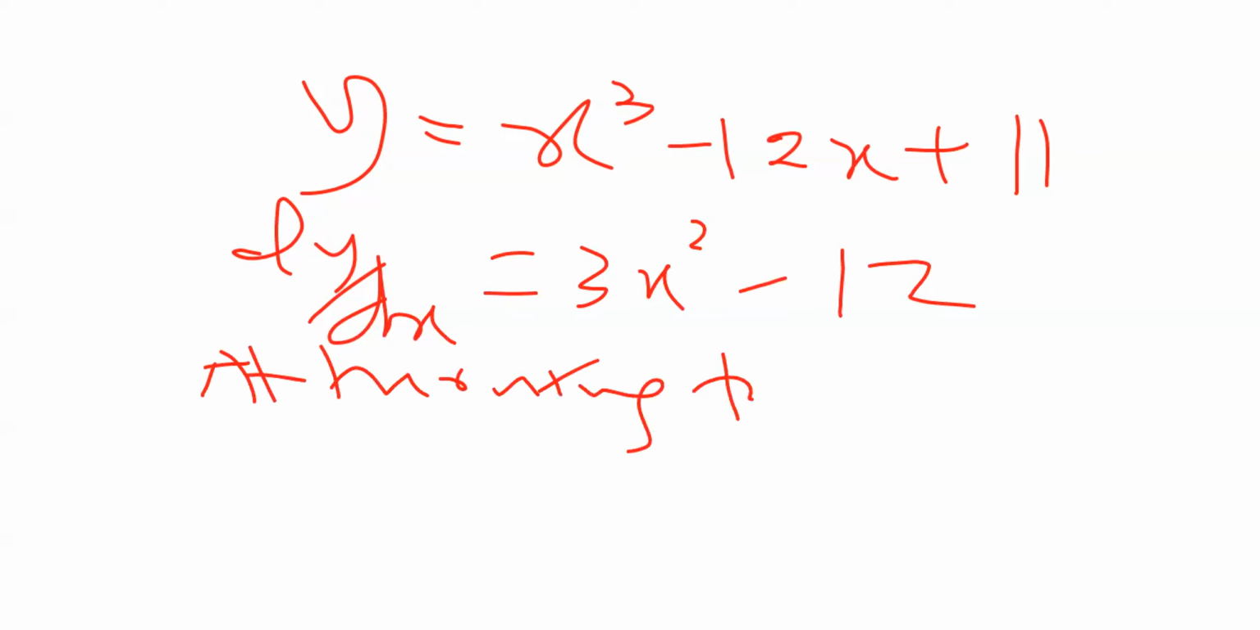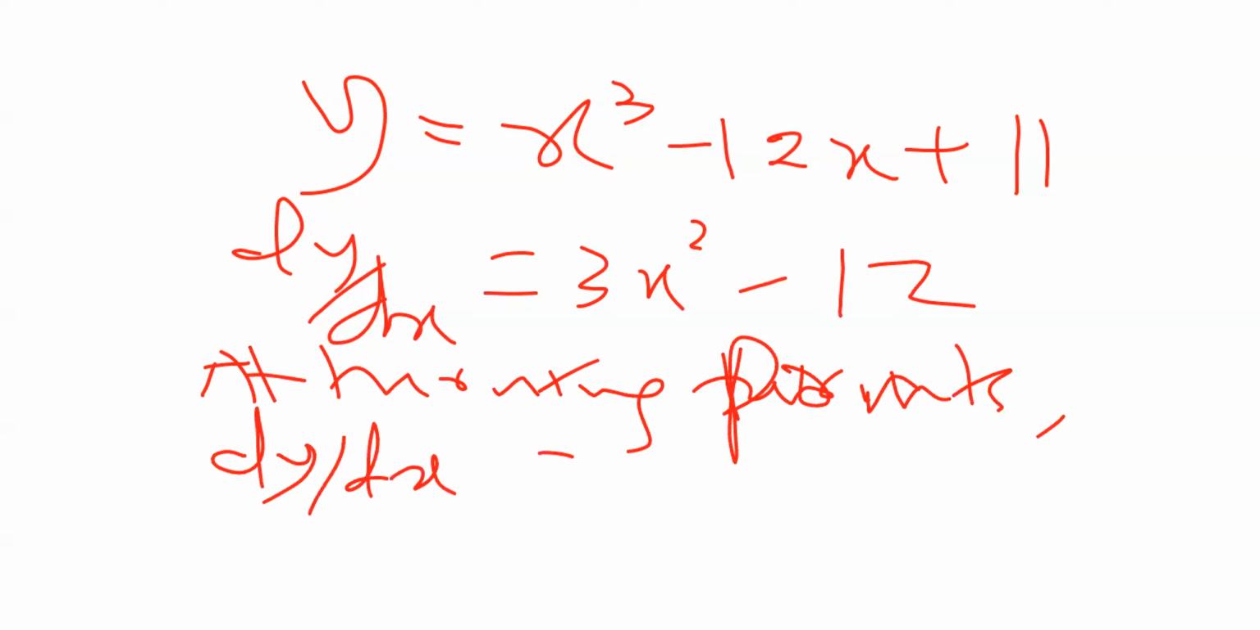After this level, we find our turning points. Yes, turning points. Set dy/dx equal to 0. Good. That means you have to equate 3x squared minus 12 to 0. You will get 2 values. Now let's see what you can do.